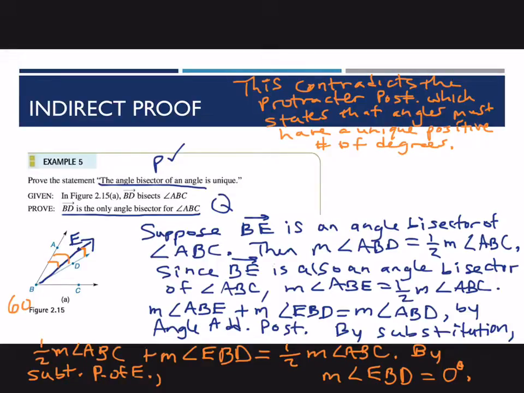Okay, and then since I know that there's a contradiction, there's a problem with this proof, but all of my statements were justified except for the very first one where I supposed that BE was also an angle bisector of ABC. So then I would want to point out that that is false. So I would say then BE is not an angle bisector of ABC.